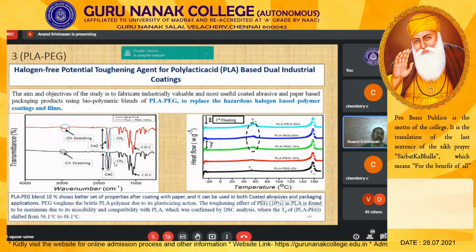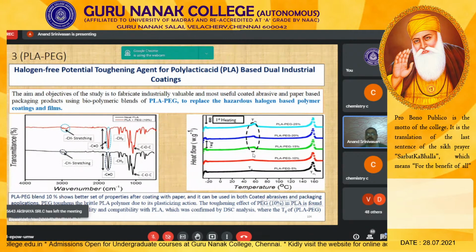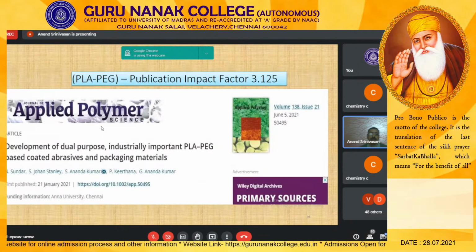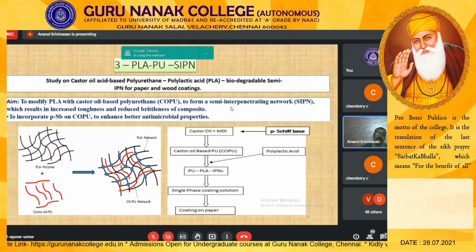Instead of PCL, we also mixed PEG with PLA, and accordingly we did the same thing like a DSC. Again, here 10% PEG is enough to modify the properties of PLA, and PEG again toughens the PLA. It improves the flexibility of PLA and barrier properties of PLA, and we were able to understand the interaction between PLA and PEG using IR, and accordingly it was reported. And this paper was also published in Journal of Applied Polymer Science, whose impact factor is 3.125. And again, as far as blends are concerned, PLA is again made to interact with polyurethane.